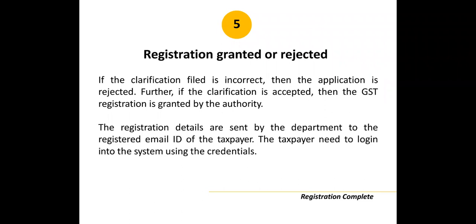The registration details are sent by the department to the registered email ID of the taxpayer. So once you are registered as a GST taxpayer, the registration details about your organization or your firm will be sent to your email ID, right? The taxpayer's email ID. The taxpayer needs to log into the system using the credentials. Whatever credentials are given, like user ID and password, go to the GST website, log in, and you can see your status. Now registration is granted. You can log in and see your status.